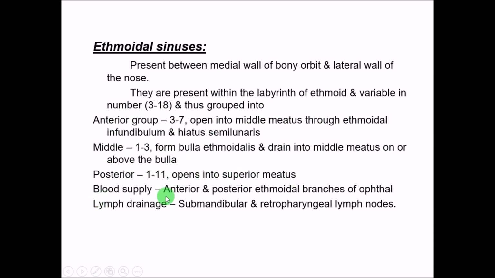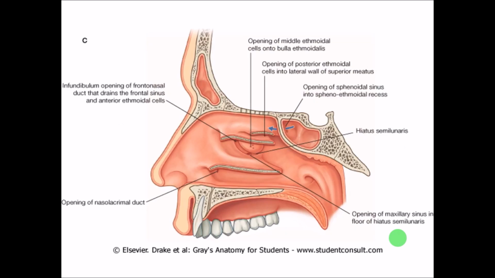Coming to the blood supply, the anterior and posterior ethmoidal branches of the ophthalmic artery will be supplying, and the lymphatic drainage will be into the submandibular as well as the retropharyngeal group of lymph nodes. Especially the posterior one will be draining into the retropharyngeal group of lymph nodes.